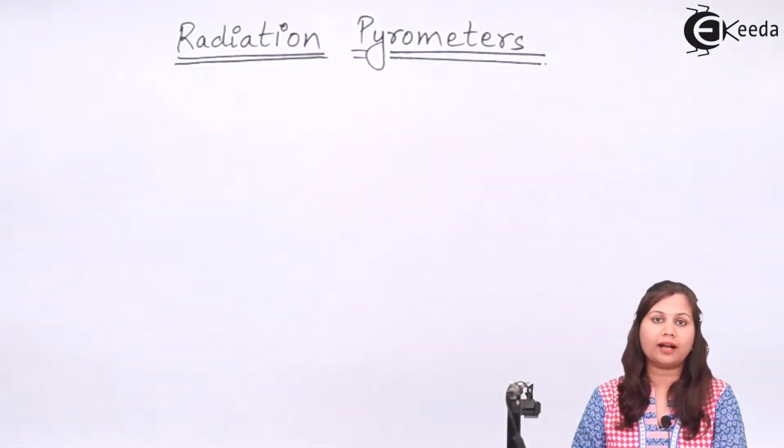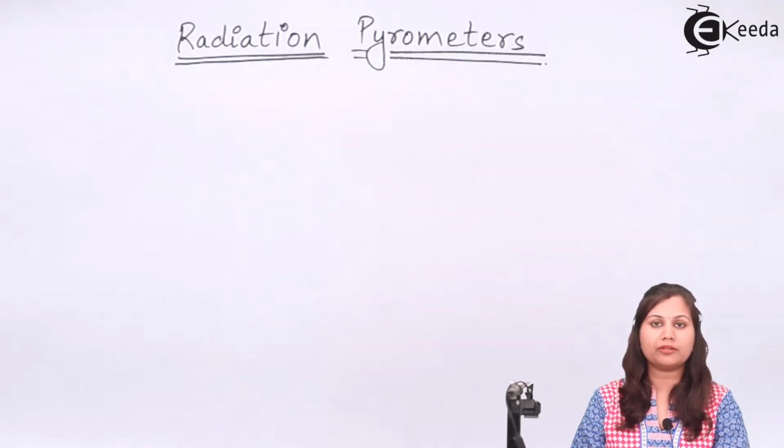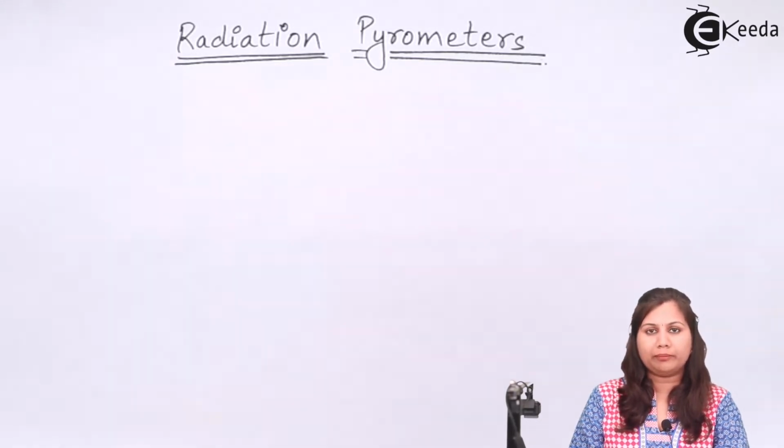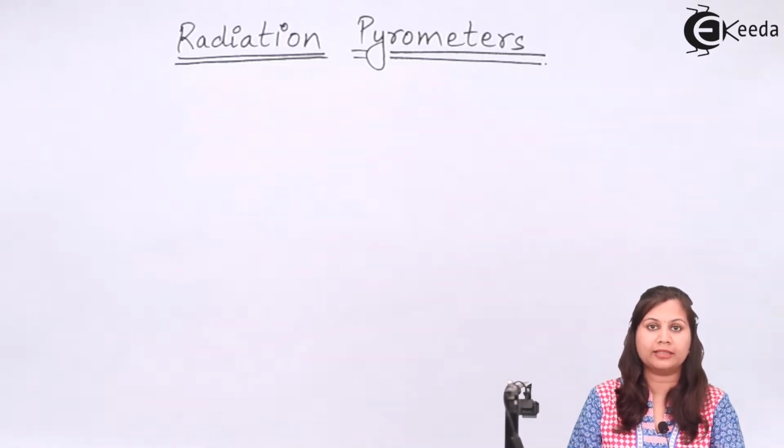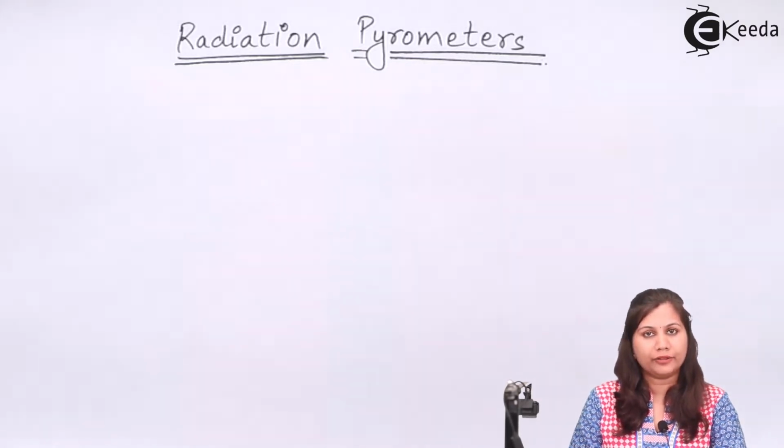Radiation pyrometers are the devices which are used for the measurement of very high temperatures. Other devices which are used for temperature measurements are like thermocouple, thermistor, resistance temperature detector, that is RTD. So they can also be used for the measurement of temperature, but for very high temperature measurement we cannot use these devices because at such a high temperature these devices can get damaged. So for high temperature we have to use some other device, and for that purpose the pyrometers are used.